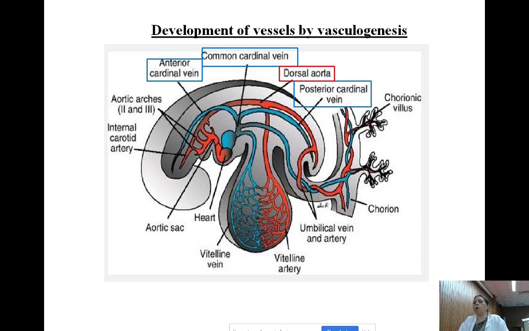But not all these arch arteries appear simultaneously. When the first arch artery starts to disappear, the 6th arch artery will appear. When the first and second arch arteries usually disappear, only a remnant of them may be present, and then the 6th arch artery will appear.